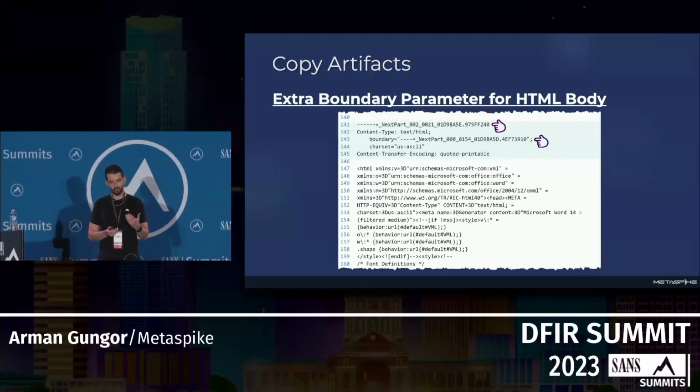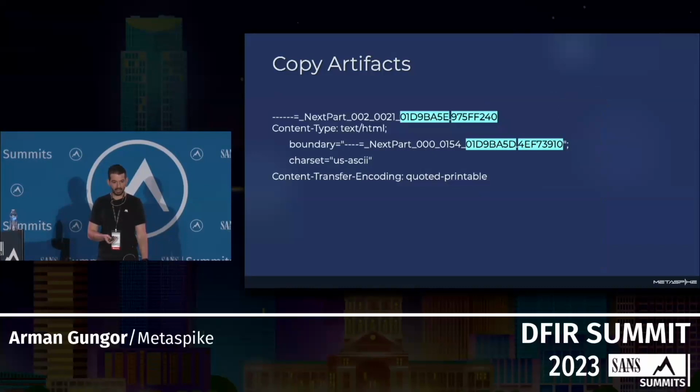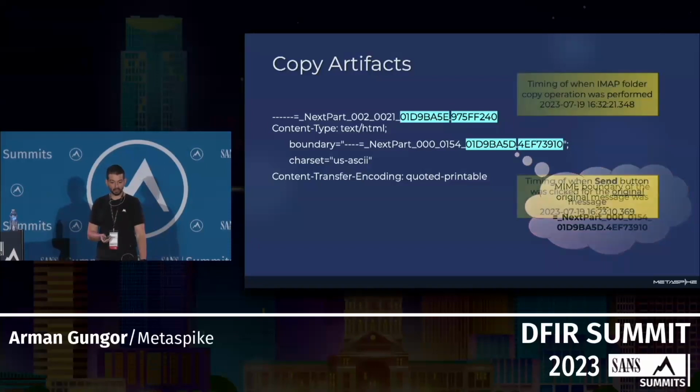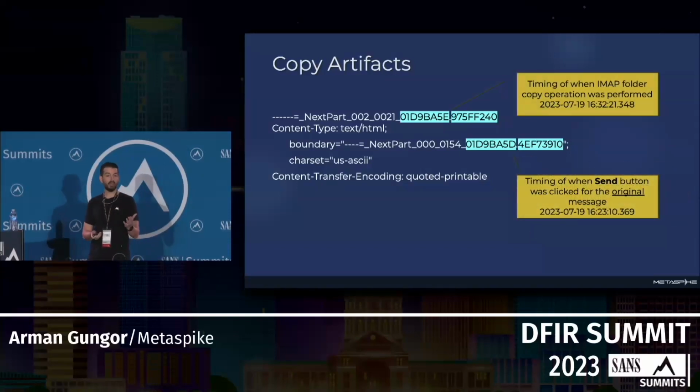Now, here's another interesting thing. In some cases, you might see these nested MIME boundaries, which is pretty cool because it's kind of like an audit log in a way. So when you look at the HTML body and the HTML body's MIME boundary, now it has an additional inner boundary parameter, and that reflects the send time of the original email. And the outer boundary reflects the timing of when the IMAP folder copy operation was performed. So essentially, we have a fork now. The inner boundary shows us what the email's boundary used to be, and the outer one shows us what it became, and that reflects the additional copy operation.